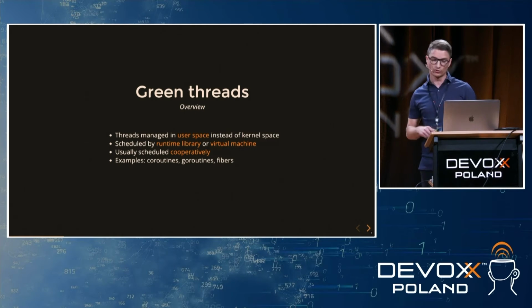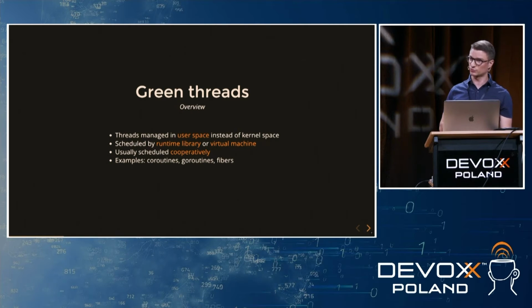But usually, in different languages, in different platforms, green threads will be scheduled cooperatively. And examples of green threads you could have heard of are coroutines, which we have in Kotlin, goroutines, which we have in Go, and fibers, which have many different implementations across many different languages.